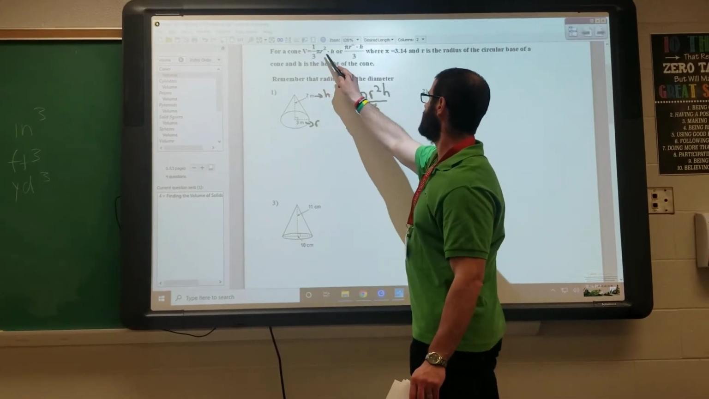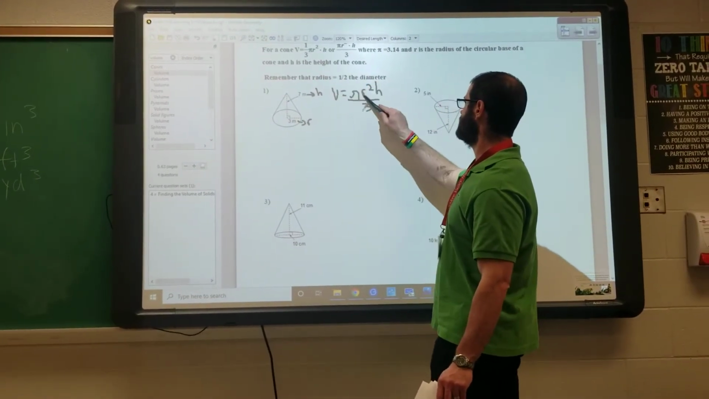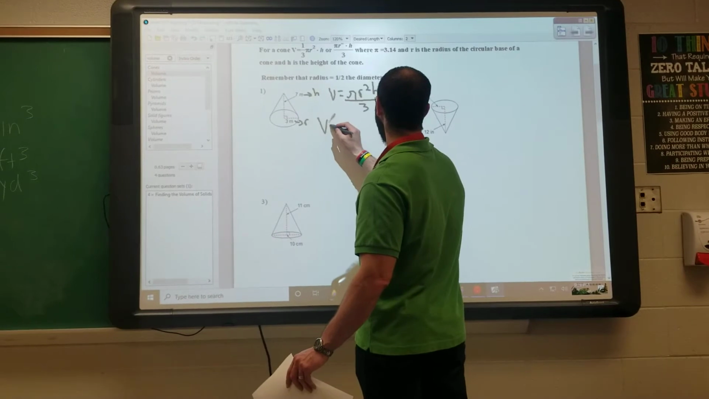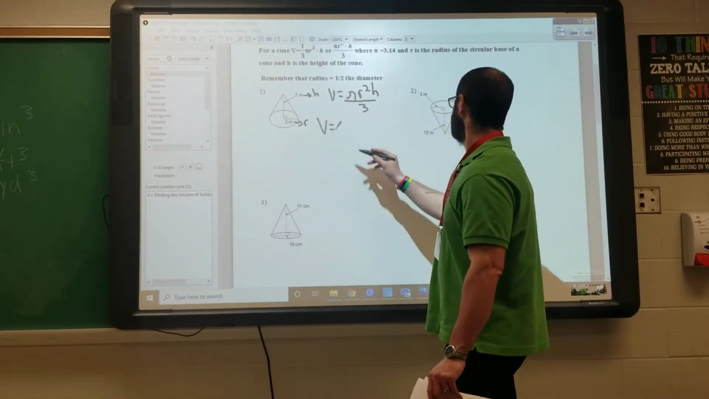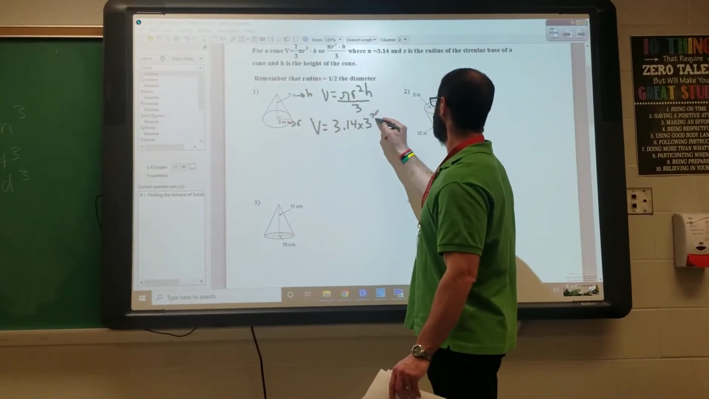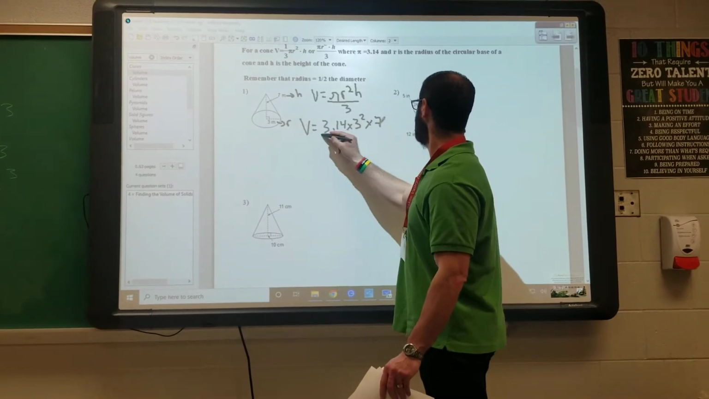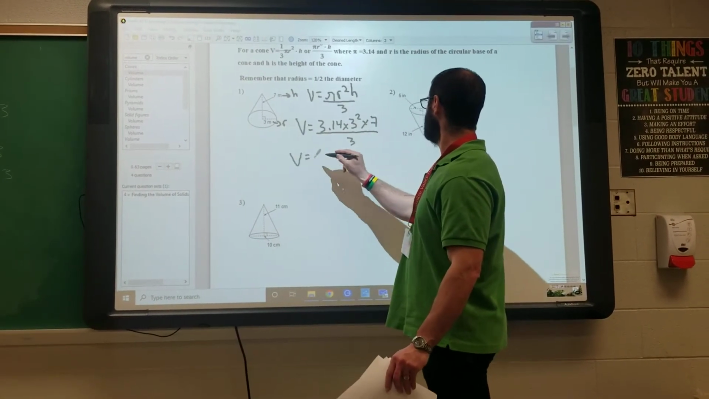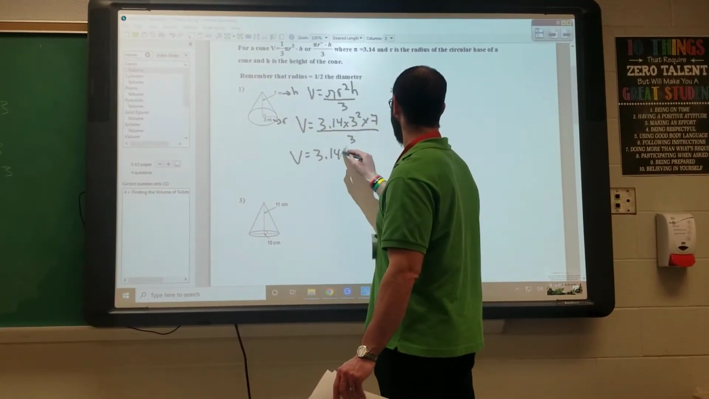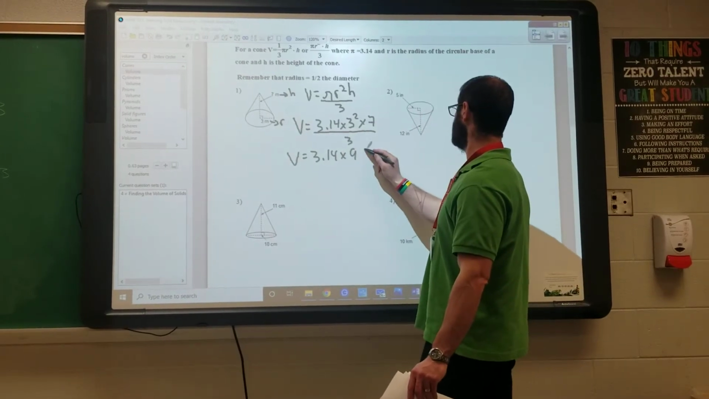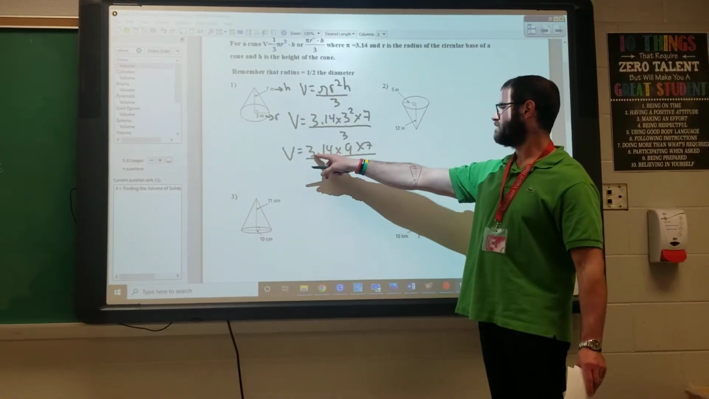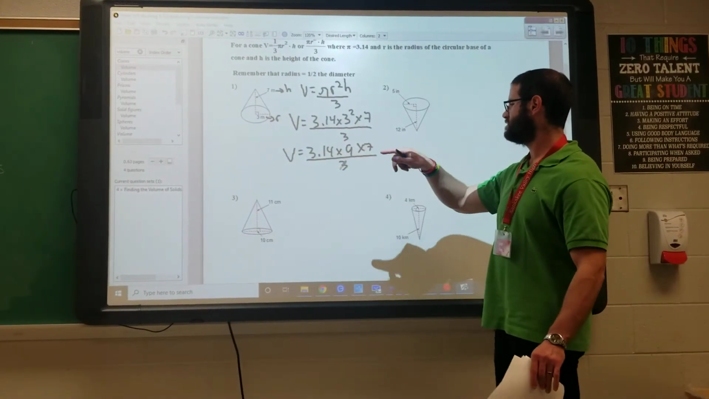Remember, we can say 1/3 pi r squared times height, or we can do pi times radius squared times height, then divide by 3. So let's make sure we're following our order of operations here. So we're going to do 3.14 times 3 squared times a height of 7 all over 3. Remember, we need to do the exponent first, so 3 squared, we've got to do that first. So 3.14 times 9, which is what 3 squared is, times 7 all over 3. Now I just multiply everything across the top, 3.14 times 9 times 7.